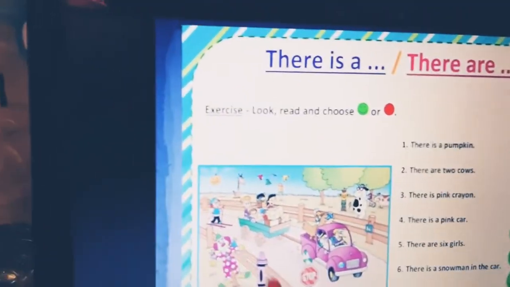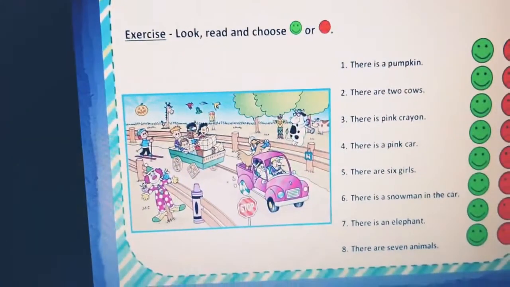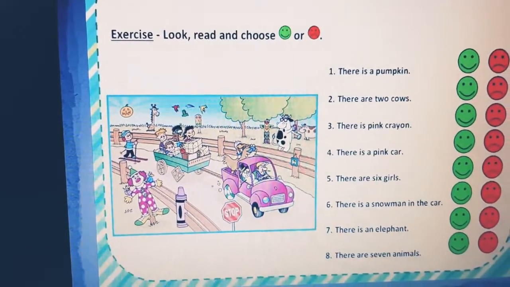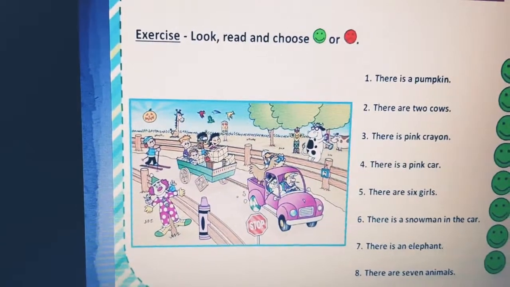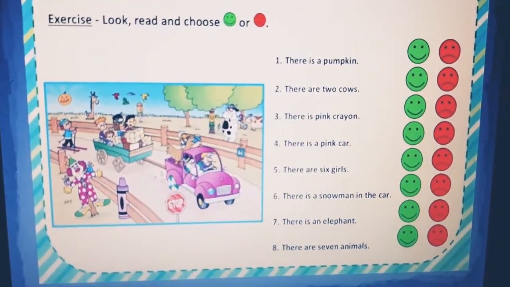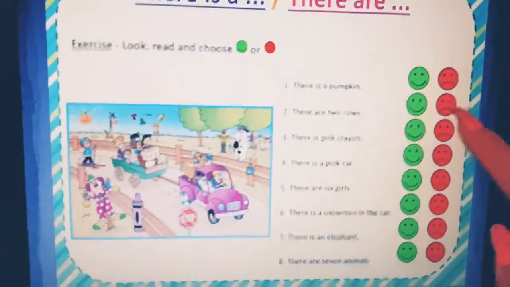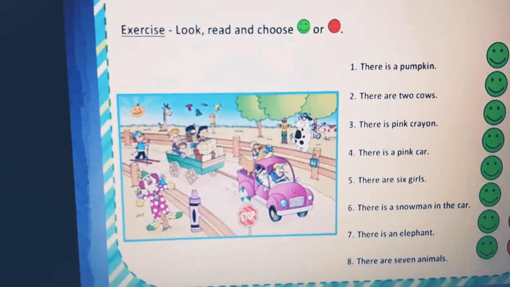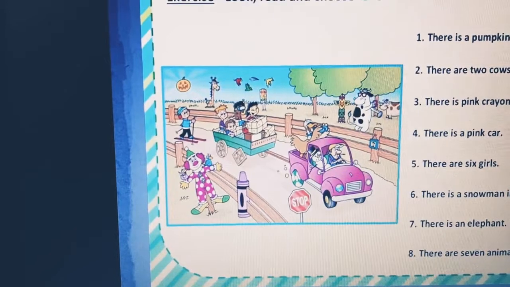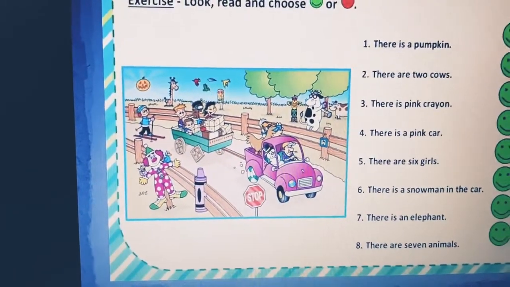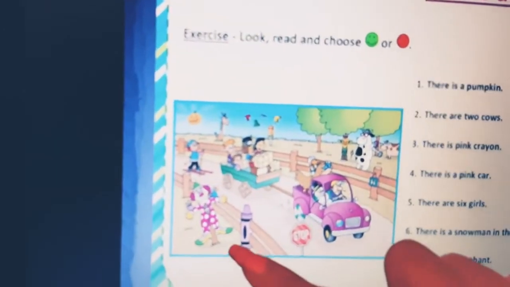Okay, yes. There is a pumpkin. It's here. Second question: there are 2 cows. Is it okay or not? You have to check. No. It's a red face, because there is just one. Question number 3: there is a pink crayon. Pink crayon. It's a green face, because yes, there is a pink crayon. It's here.